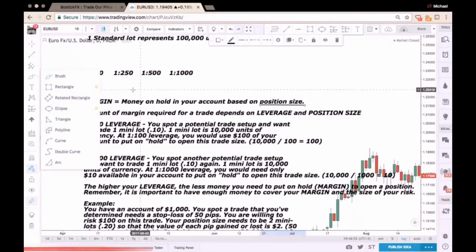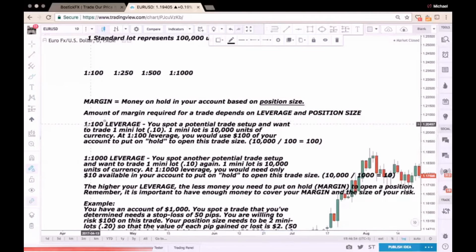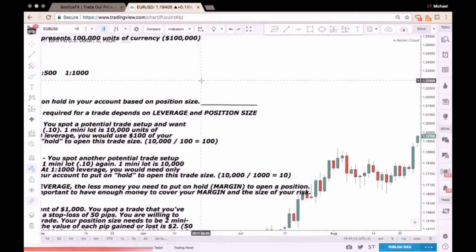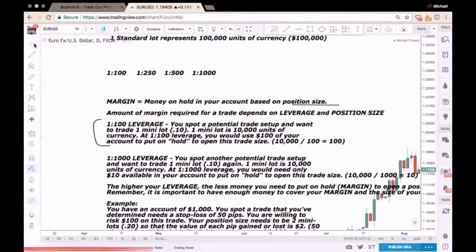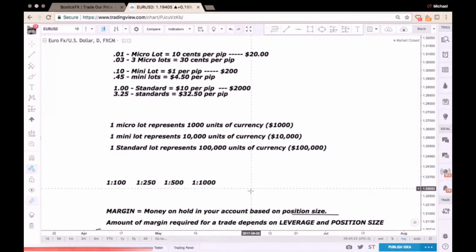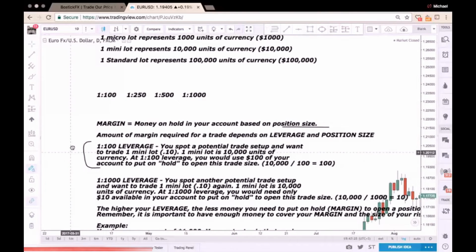Here's an example I've written down for you guys. Let's imagine you have 1 to 100 leverage on your broker. You spot a potential trade setup and want to trade one mini lot, written like this on most brokers, 0.10 or 0.1. You want to trade one mini lot on this trade, right? So one mini lot, as we know, is basically you're making or losing $1 per pip.